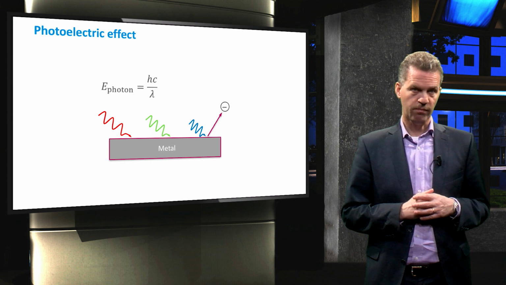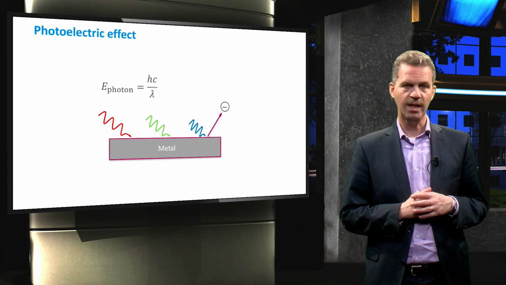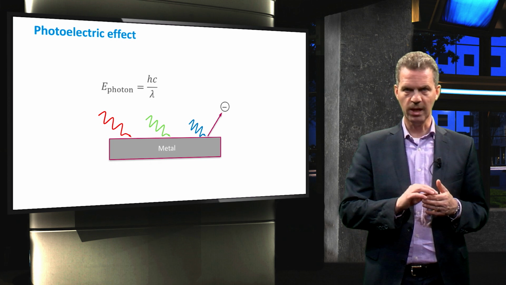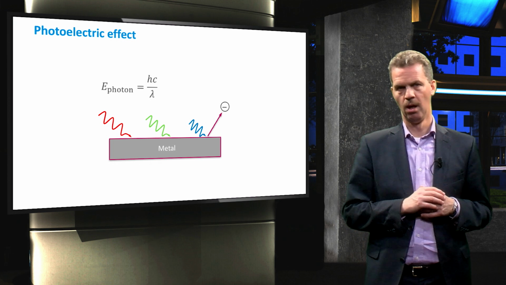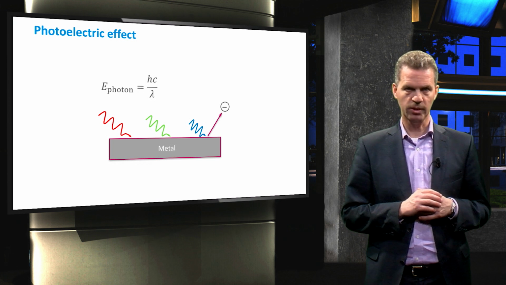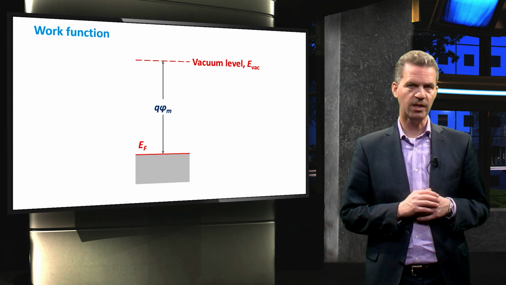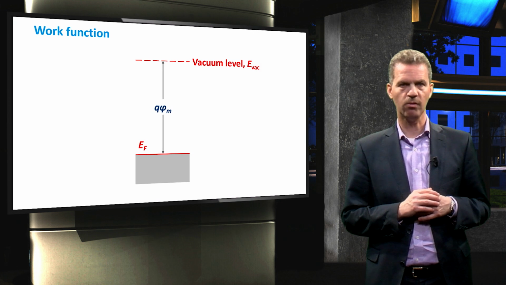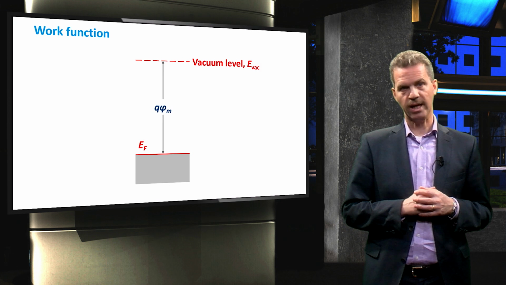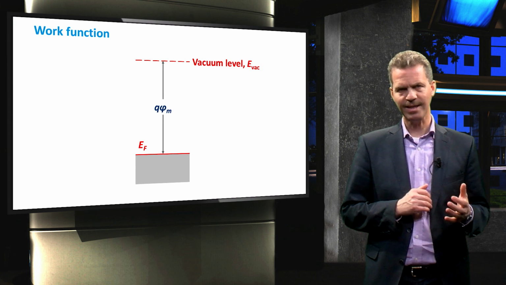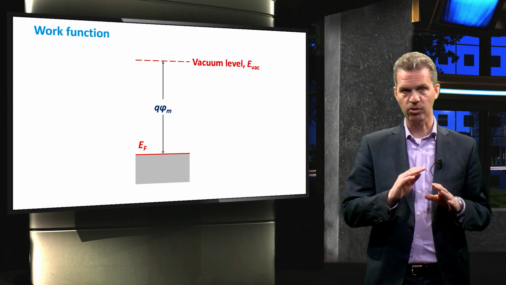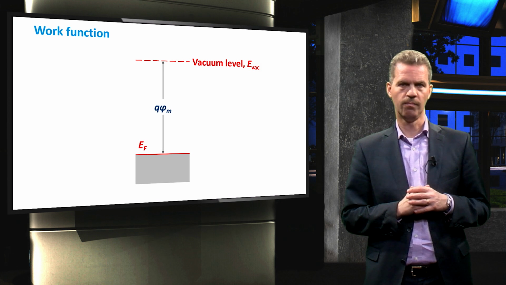The explanation for this effect is that electrons in the material need a minimal amount of energy to be released from this material. This amount of energy is referred to as the work function and is defined as the energy difference between the vacuum level and the Fermi level. The physical interpretation of the vacuum level is that it is that energy at which the electron released from the metal has no interaction with the metal.